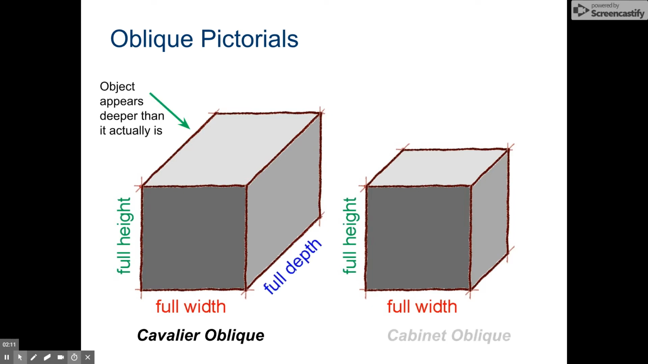Whereas cabinet is half depth. So if the object looks like it goes 4 inches back, you're going to draw it looking like it goes 2 inches back. And it might go against what your convention is, but the one that's half depth is actually the one that's going to look more realistic. It's actually cabinet that we use most often when it comes to oblique drawings. Cavalier ends up looking too long, even though it's actually the right depth. So we'll go into it when we actually start practicing.